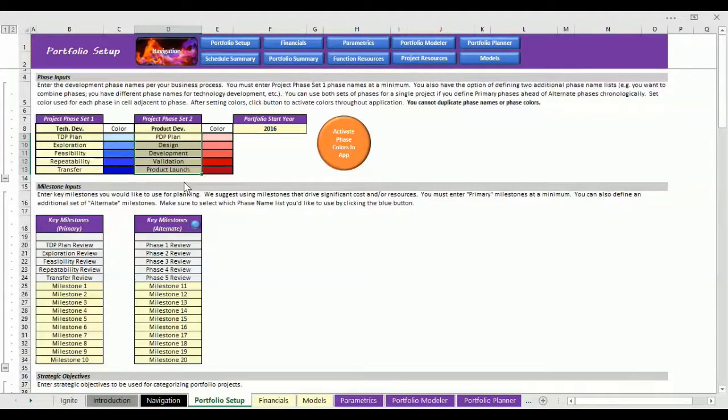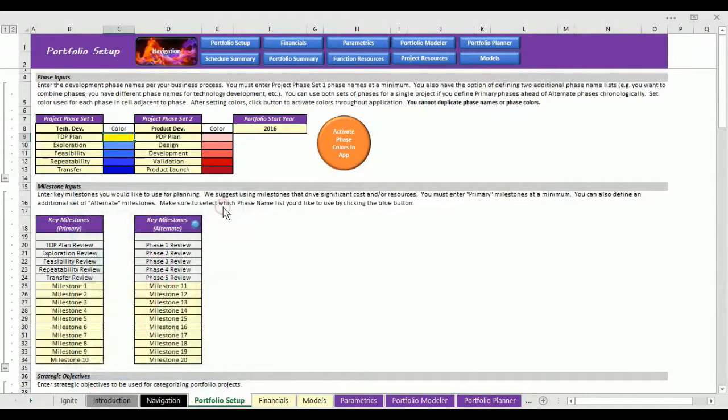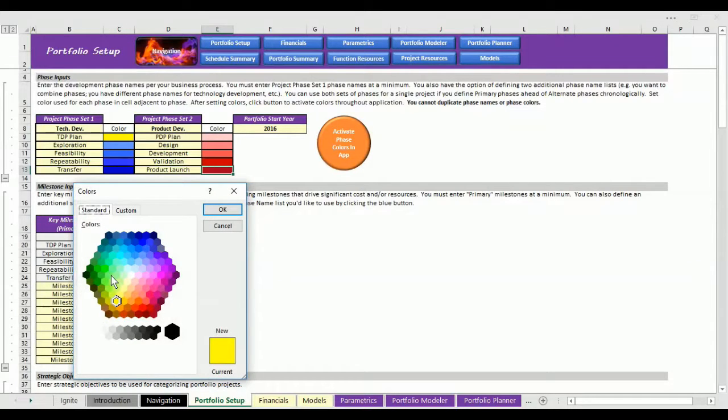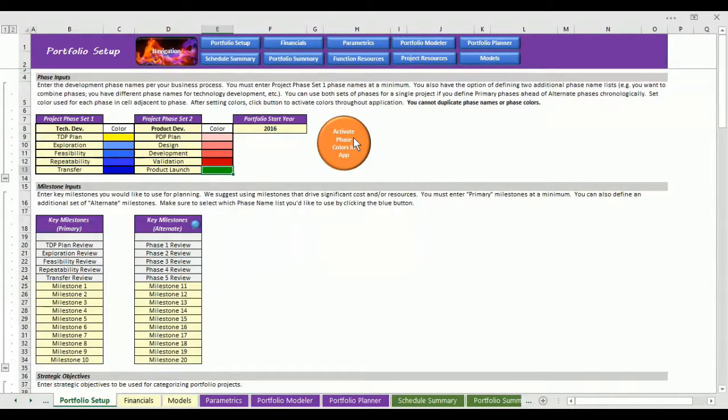Ignite also lets you determine the phase colors. Color phases to match your corporate colors or highlight key phases such as planning, execution, and/or market launch. Apply colors throughout the portfolio with a single click of the Activate Phase Colors button. It's that simple.